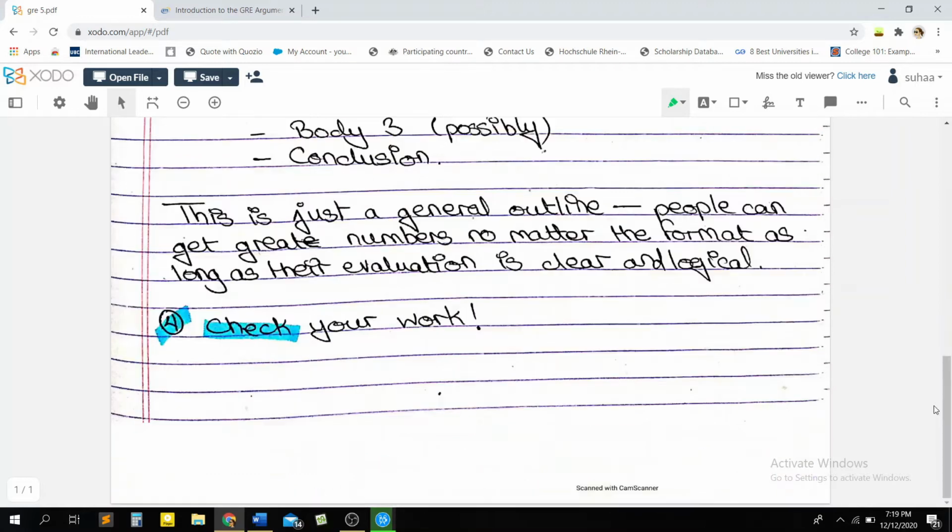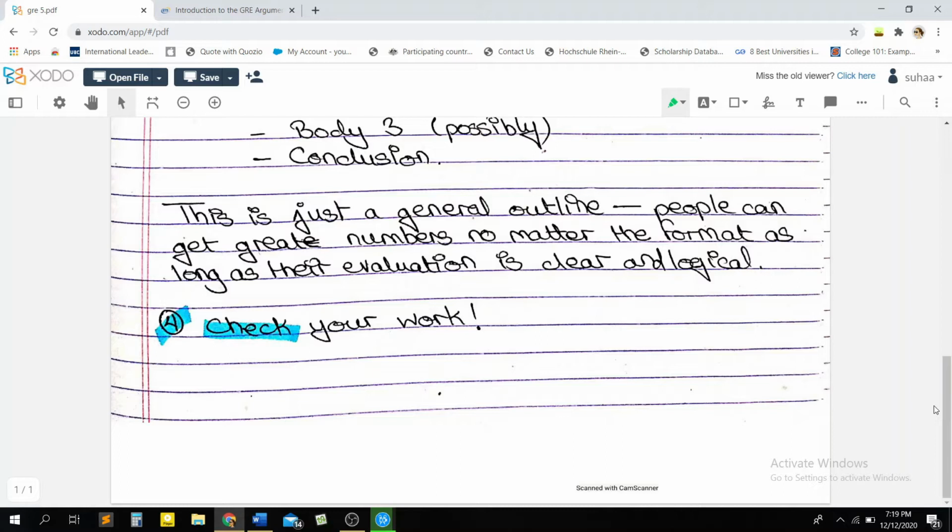Always leave at least a minute so that you can correct and edit your work. So let's get started here with our very first analyzing the argument topic. So as I said before, what we're going to do is we're going to read the question.